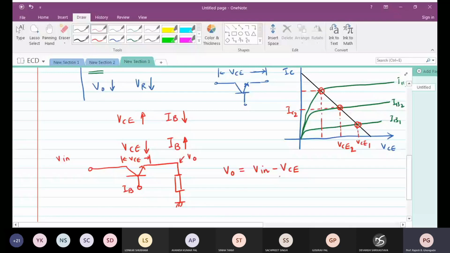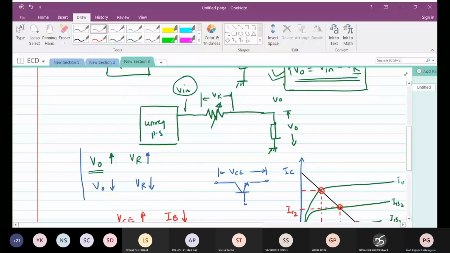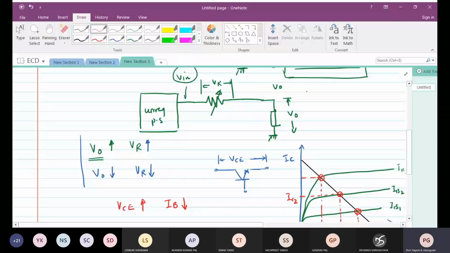Why can't you have a resistor like this? Why can't you have a passive device like this? There are two problems associated with this. First of all, this is not automatic. And secondly, look at the output resistance of the power supply, that will always change. If I change this value, the output resistance will also change. So RO is variable, and both these things are bad.